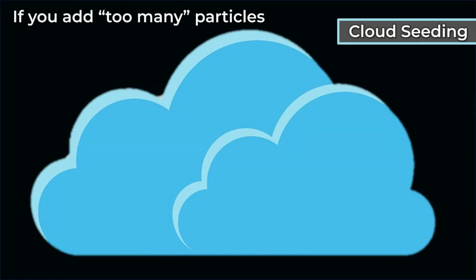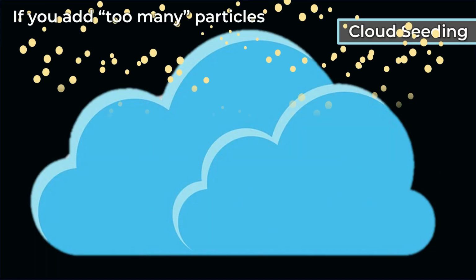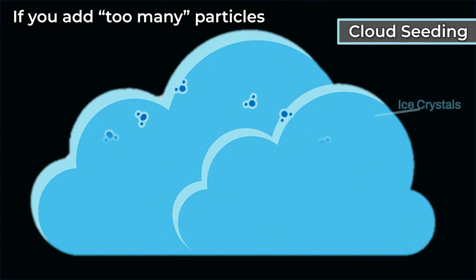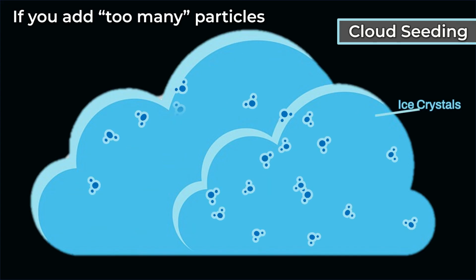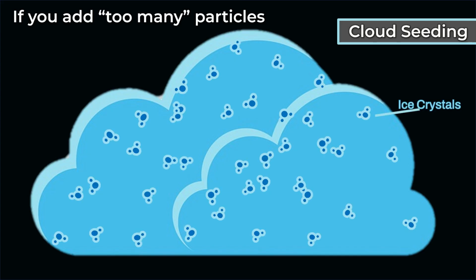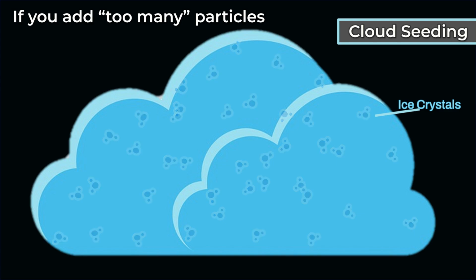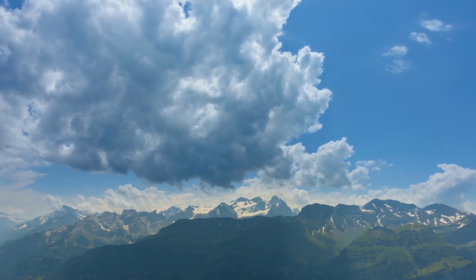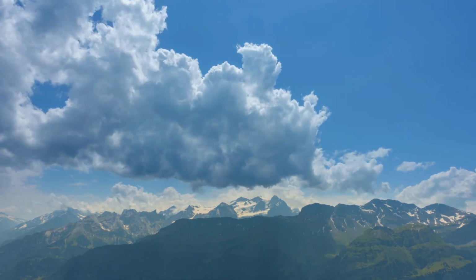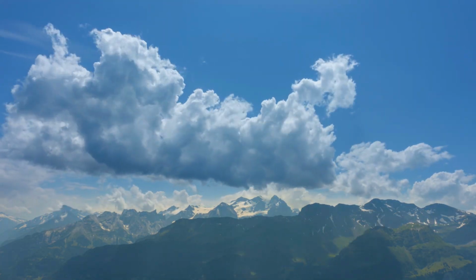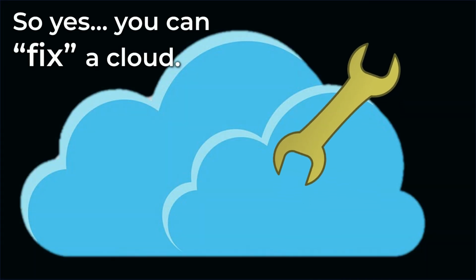But here's where things get tricky. If you add too many particles, something unexpected happens. The cloud becomes overloaded with ice crystals. Instead of forming large raindrops, you get millions of tiny ice particles, too small to fall. And worse, they start to disappear by turning back into vapor. The result? The cloud can actually stop producing rain completely. In some cases, it even clears out. So yes, you can fix a cloud. But you can also accidentally break it.